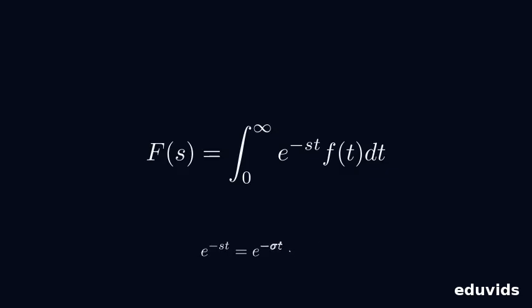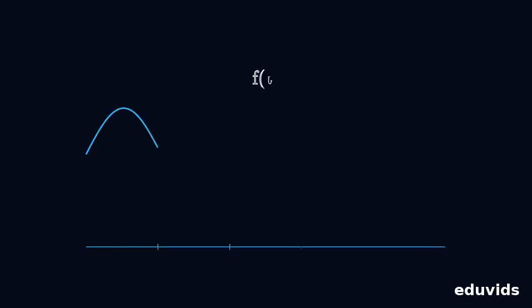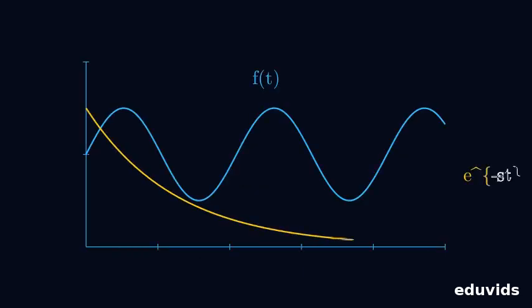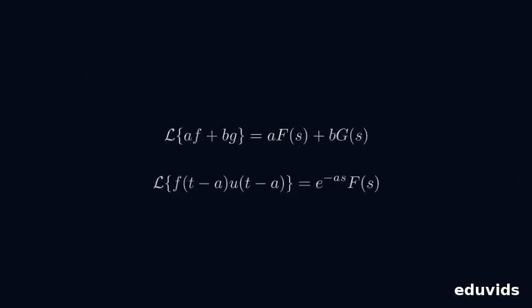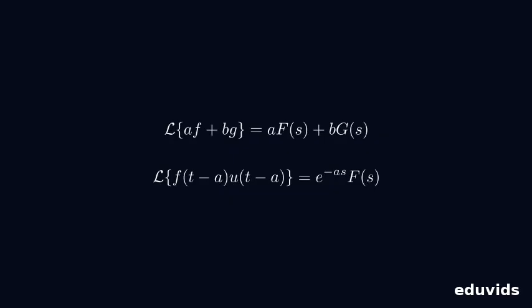The factor e to the minus st can be split into e to the minus sigma t multiplied by e to the minus i omega t. The real exponential damps the signal so the integral converges, while the complex exponential encodes frequency information. Visually you can think of the exponential kernel as a sliding weight that gradually shrinks the contribution of f as time moves forward. Now let us explore the basic properties that make the transform useful.